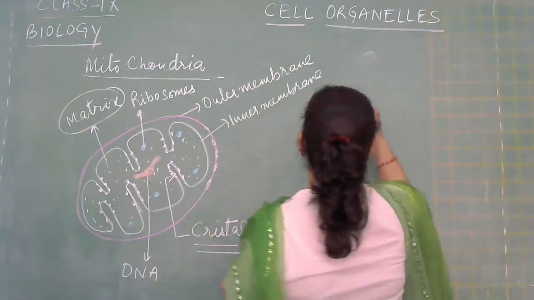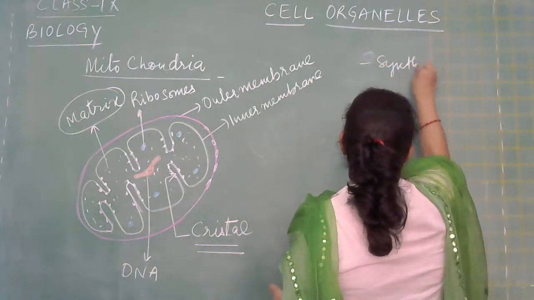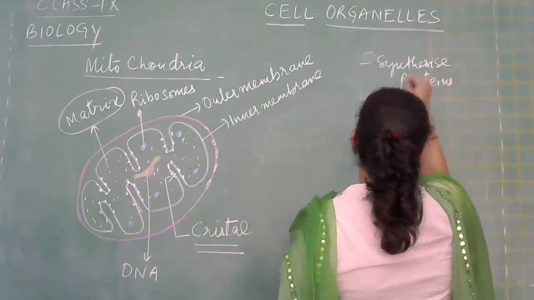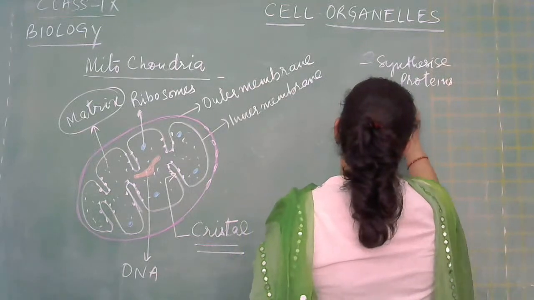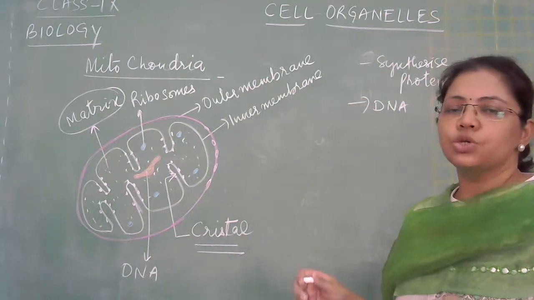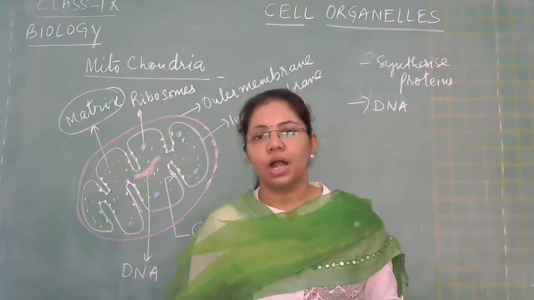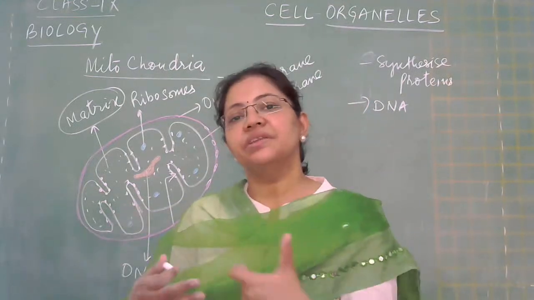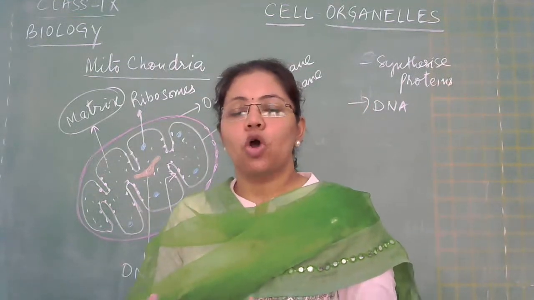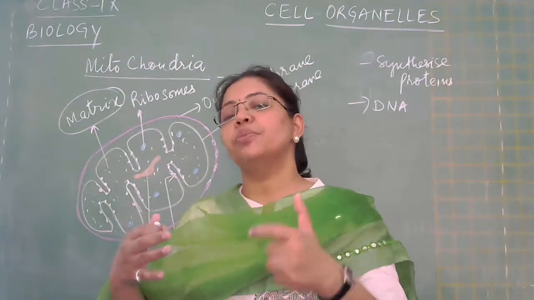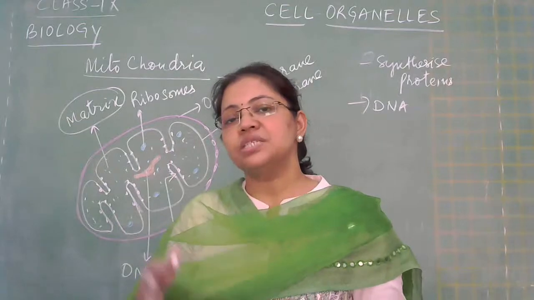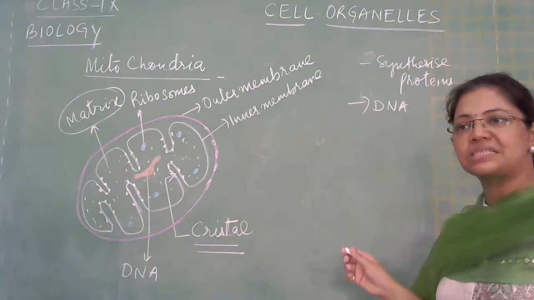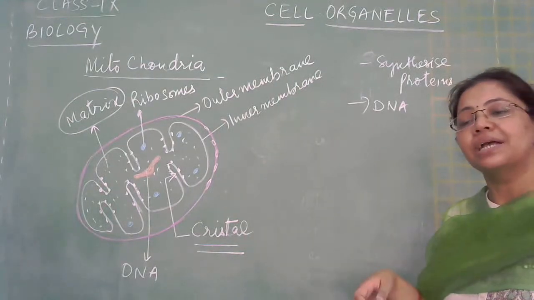It means it can synthesize its own proteins, right? It can synthesize its own proteins and DNA, right? As you might have learned in your previous lectures regarding the role of nucleus, that DNA is referred to as the hereditary material of the cell, right? So because of that, this particular DNA and presence of ribosomes, mitochondria are capable of making their own copies. To some extent, they can replicate and make their own copies.